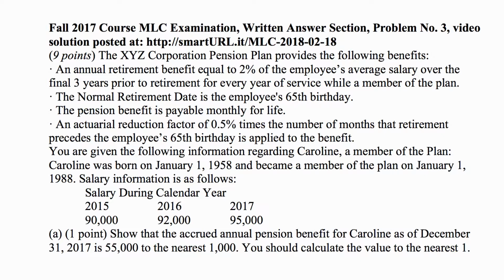Salary information is as follows. In 2015, her salary was $90,000. In 2016, it was $92,000. In 2017, it was $95,000. Show that the accrued annual pension benefit for Caroline as of December 31, 2017 is $55,000 to the nearest 1,000. You should calculate the value to the nearest 1.